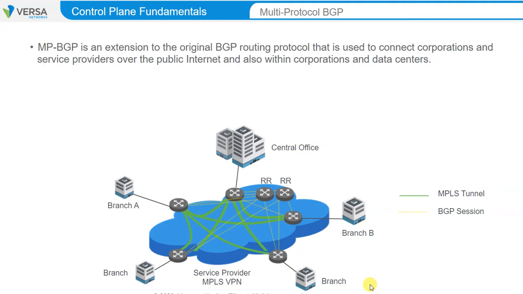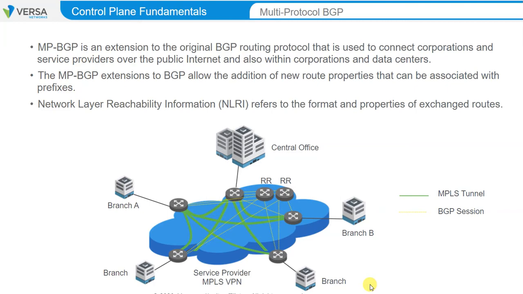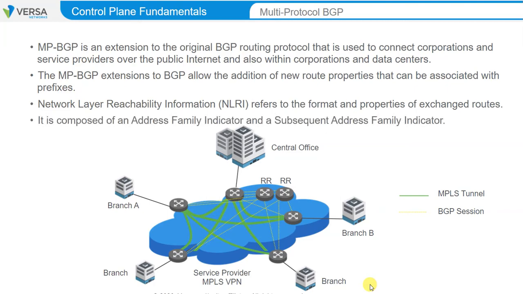The MP-BGP extensions to BGP allow the addition of new route properties that can be associated with prefixes. BGP speakers, or devices that establish BGP sessions with each other, negotiate which properties are supported when they build their sessions. This ensures that MP-BGP speakers are compatible and that the devices are capable of exchanging the same types of routing information.